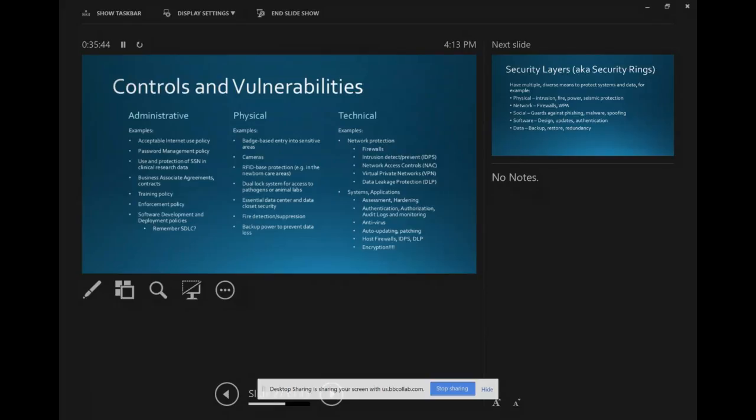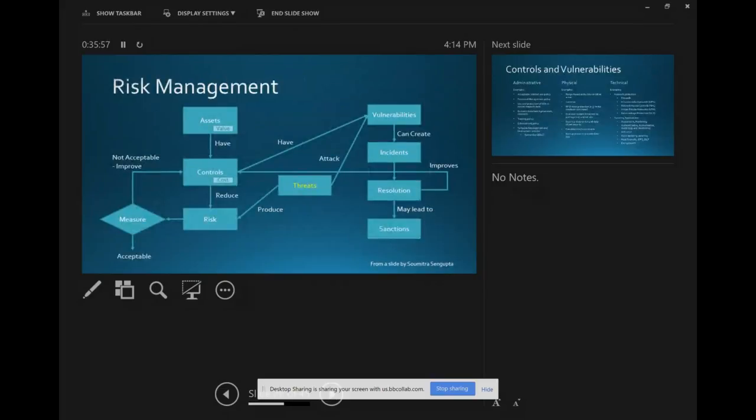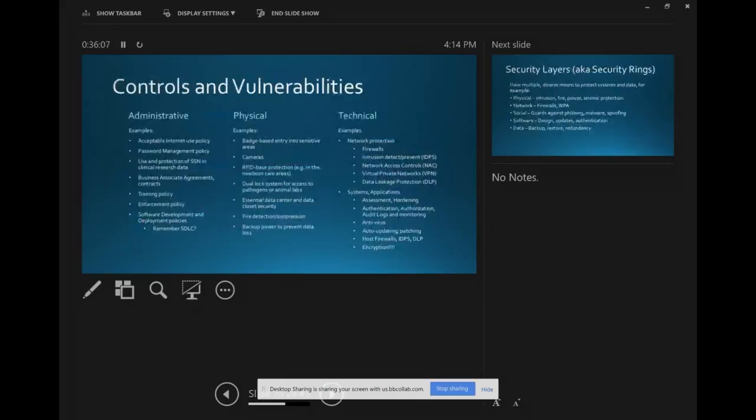Technical protection would be things like firewalls or writing code in a particular way to protect the data. That's what they mean by a technical protection. So when you're creating these controls, those controls can either be administrative, physical, or technical, depending on the nature of the threat, the risk of the threat, and how you're trying to mitigate it.